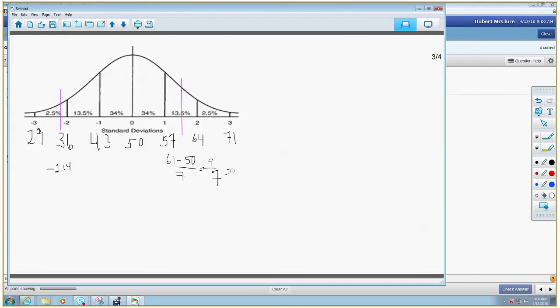What is it? 1 point what? I'm sorry, what? 0.57. 1.57? 61 minus 50. Y'all are mumbling. What? 61 minus 50 is 11. Okay, thank you. Told you I suck at subtraction. Minus 11. What? Well, it's still 1.57. I know. Thank you. All right.